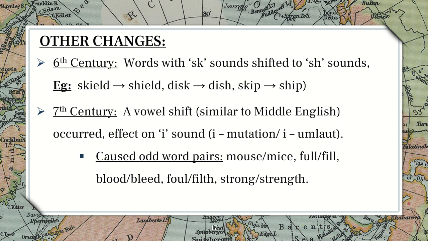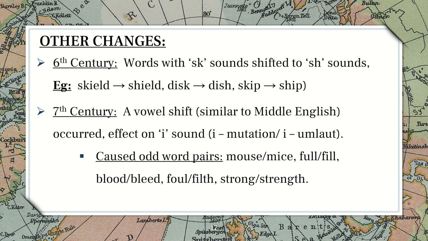There were some other changes, including in the 6th century when SK sound words shifted to an SH sound. So, skield became shield, disc became dish, skip became ship, and such. There was also a vowel shift around the 7th century, very similar to the one that occurred in Middle English, where the biggest impact was on the I sound. So it became called the I umlaut or the I mutation, where the pronunciation of the I vowel moved closer to the front of the mouth.